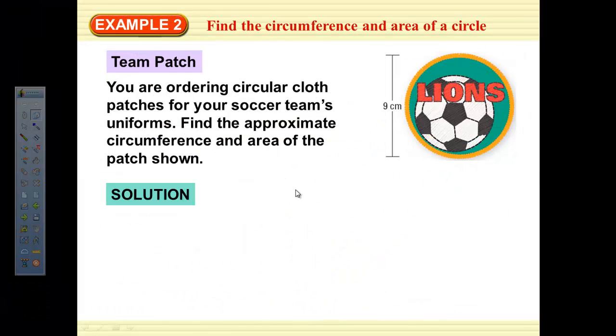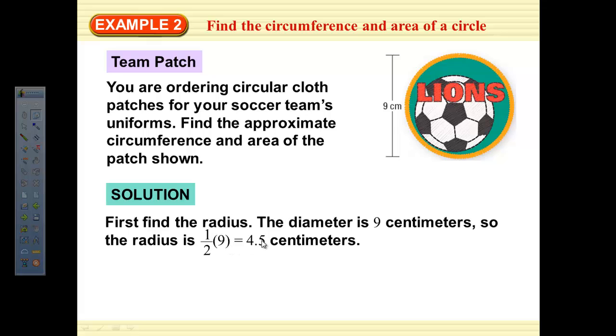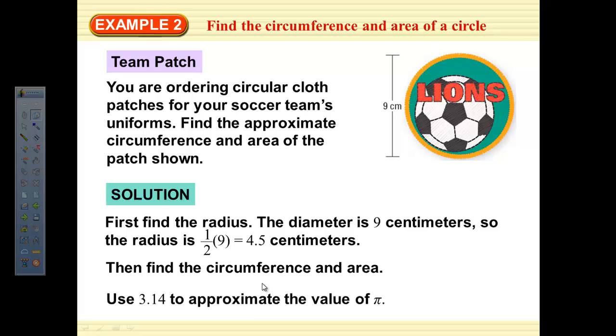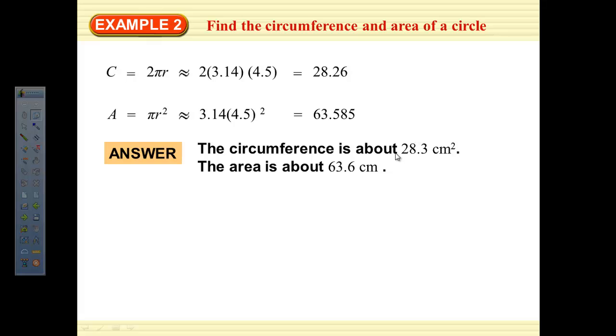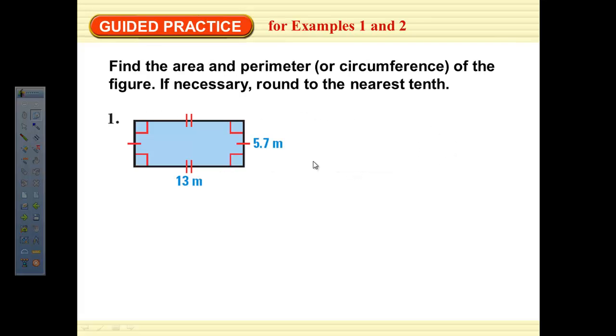Alright, so again, half of the diameter is 4.5. We can use 3.14, but I'd prefer, again, if you use the pi button. We get 28.26 here for the circumference. We get 63.585 for the area, and if we round, again, the same answers as what we got.